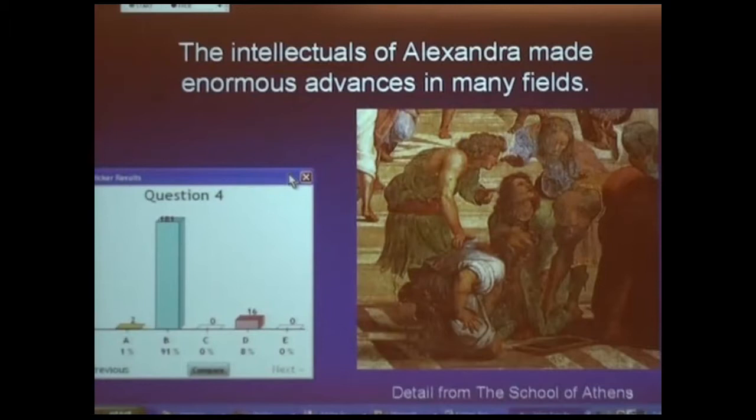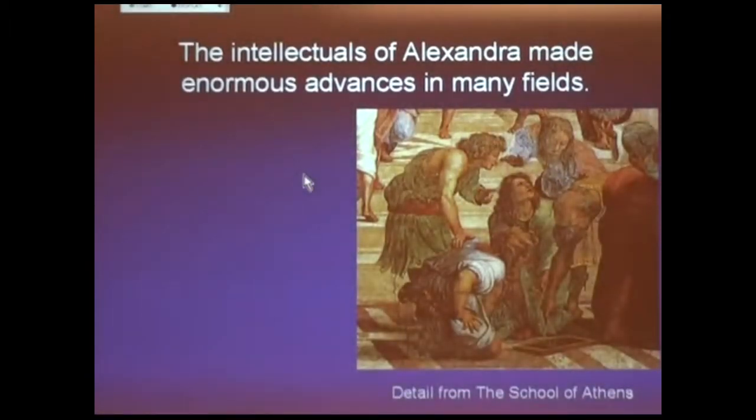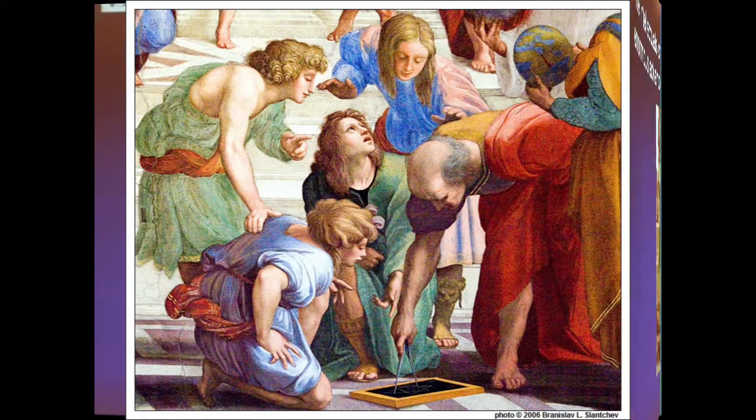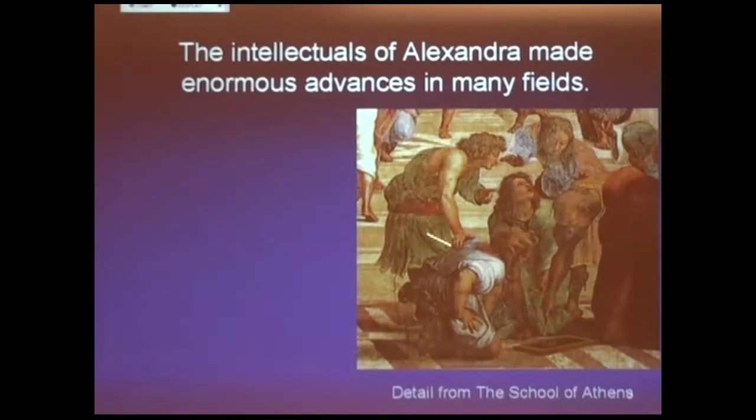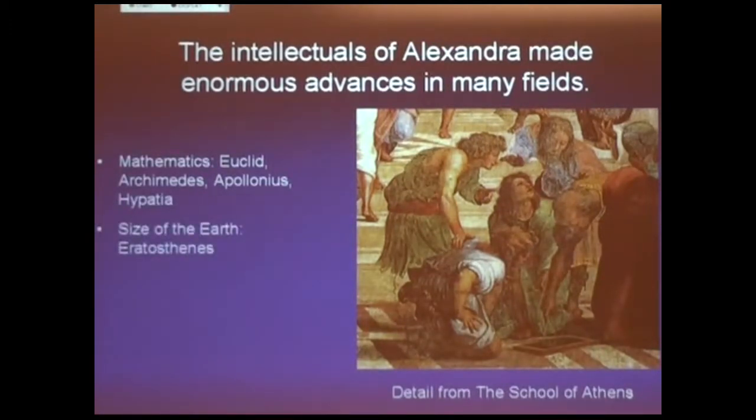So the intellectuals of Alexandria, who we're going to focus on, made advances in many fields. And here again, I go back to a detail from the School of Athens by Raphael, where he shows Euclid trying to explain geometry to these students. You can see from this picture that one of these guys gets it, and he kind of jumps in excitement when he gets the proof, and this guy is trying to explain the proof to the other guy. So in mathematics, we had a lot of progress from individuals like Euclid, Archimedes, Apollonius, Hypatia. Hypatia was a woman mathematician and scientist who we'll talk about a little bit.